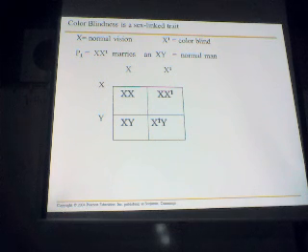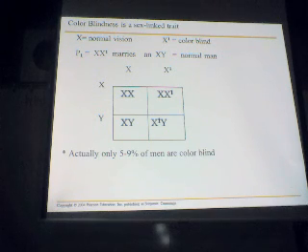The bottom left box, we have a normal son, XY. And the bottom right box, we have a son who's colorblind. He's X prime Y. He has the trait. There's not another X to keep him safe. In our population, about 5 to 9% of males are colorblind.